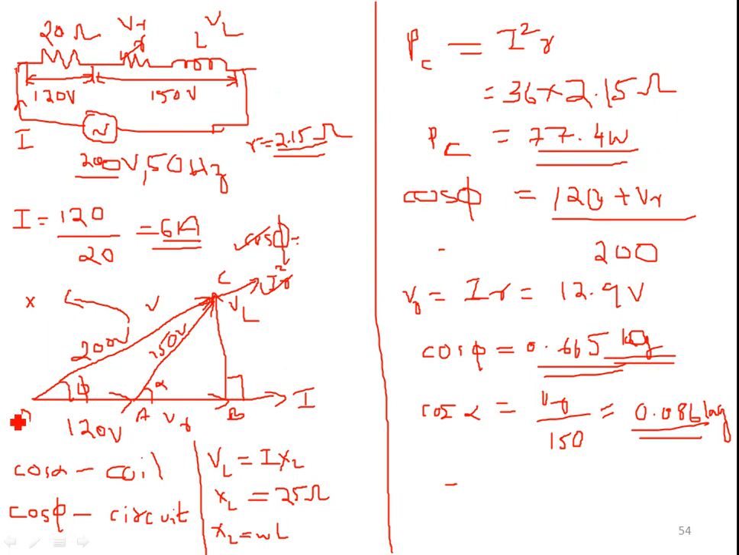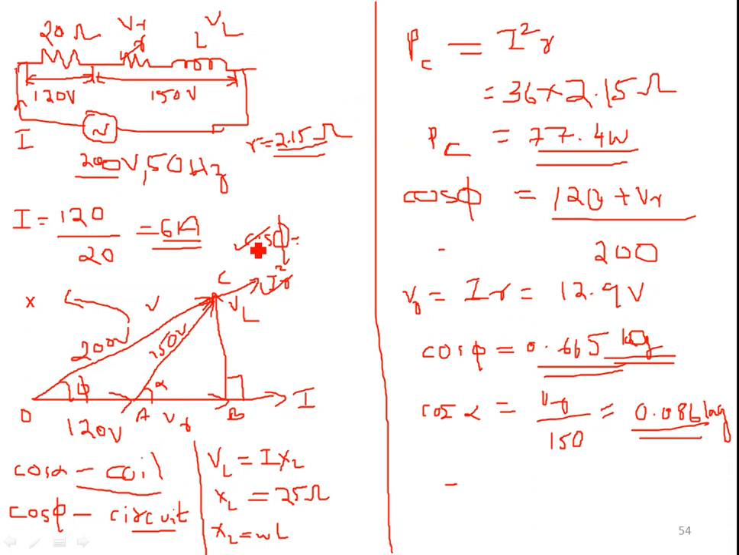Now, if you look at the triangle OBC, we have two angles, phi and alpha. Cos phi is the power factor of the entire circuit. Cos alpha is the power factor of the coil. To find power factor of the circuit, you need to find cos phi. Cos phi is OB divided by 200. What is OB? OB is 120 plus VR. So, (120 plus VR) divided by 200. From there, you get cos phi as 0.665 lag. Now, what is cos alpha? Cos alpha is AB divided by 150. AB is VR. So VR divided by 150. It is 0.086 lag. Okay. So that is a brief summary of this question.